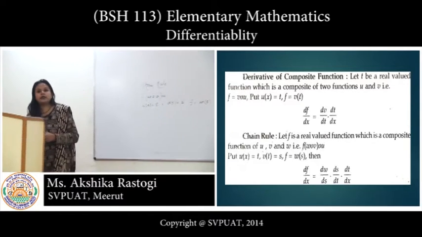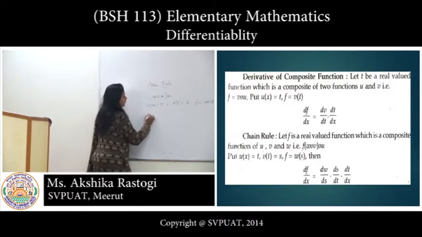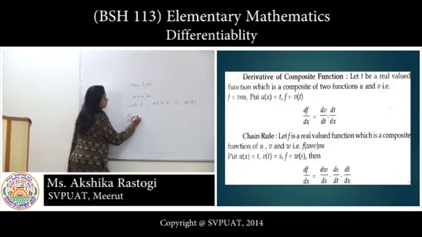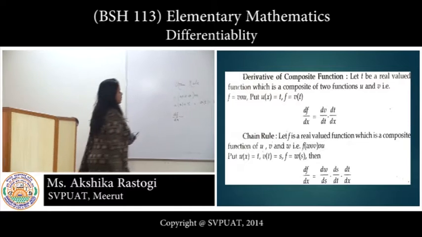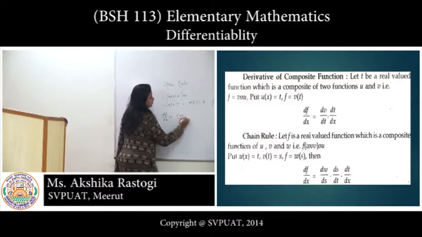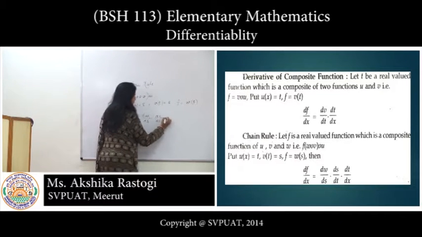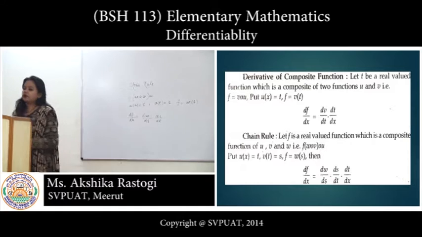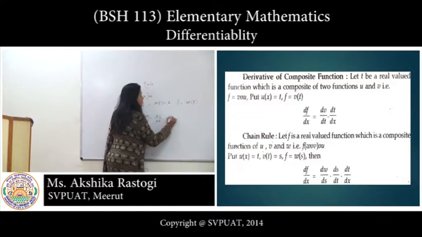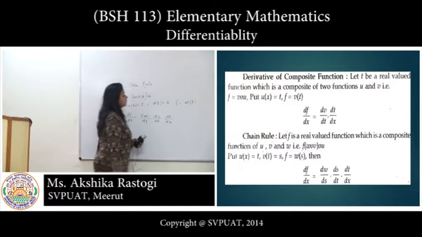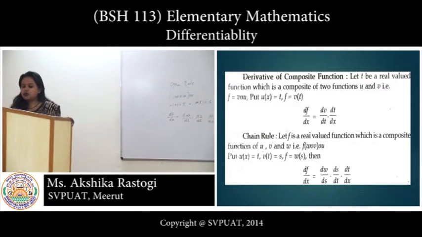So accordingly, by substituting all this, what do we have as a conclusion? We have df upon dx equal to dw upon ds into ds upon dt, and we have dt upon dx. So if we find any composite function, we can apply the chain rule. This is how we can solve this.